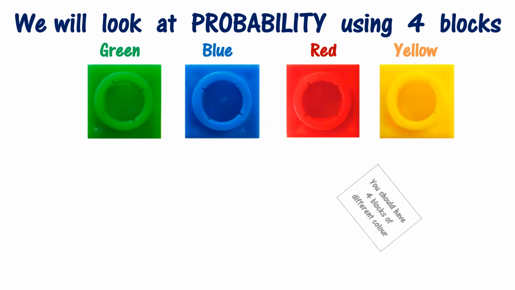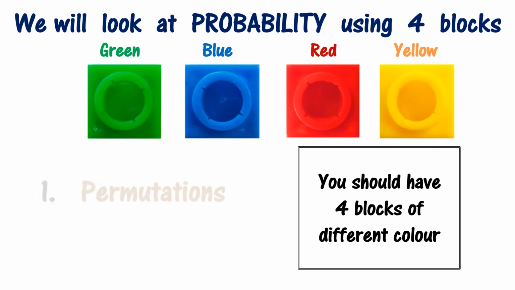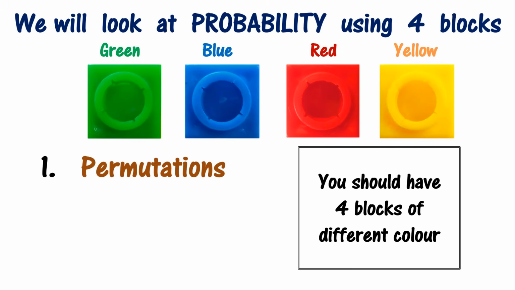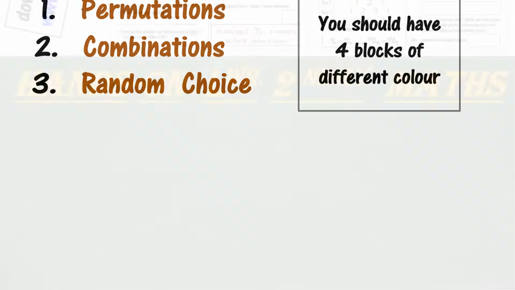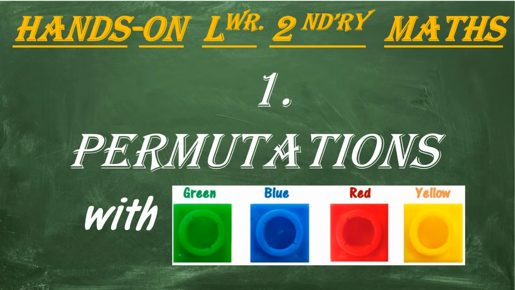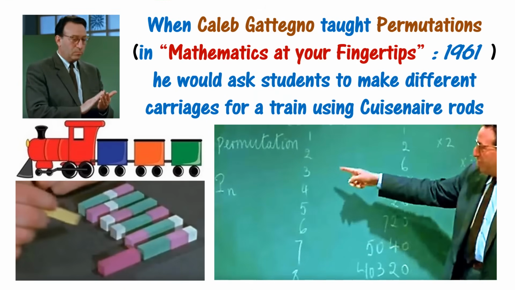As I said, we're going to look at probability using 4 blocks. First of all, permutations, combinations, and then some random choice problems. Permutations. Caleb Coutinho used to teach very young students, Year 5 students, about permutations using his Cuisenaire rods. And he would ask the students to make a train from the Cuisenaire rods. The order of the carriages was what varied.